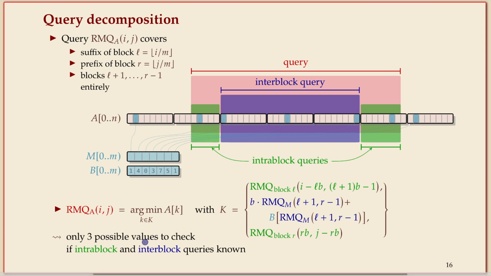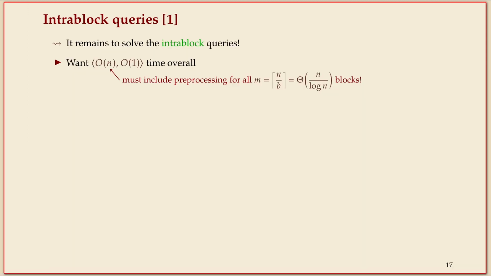So we have only 3 values to check. 2 are intra-block queries, local to one block, and 1 is an inter-block query. And for the second one, the blue one, we already know how to solve it. See the previous slide. We just use sparse tables. So the only thing we still have to worry about is how to find range minima if they're in a tiny range within one of these blocks. So that's the green bit.